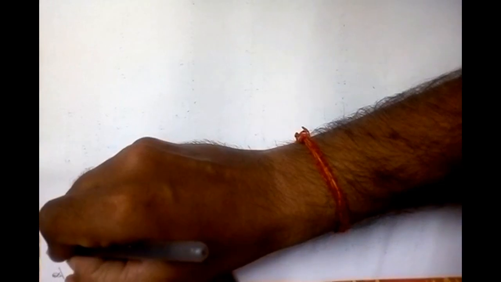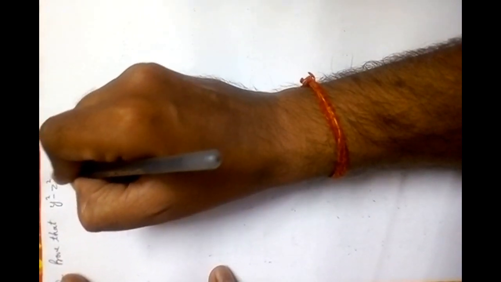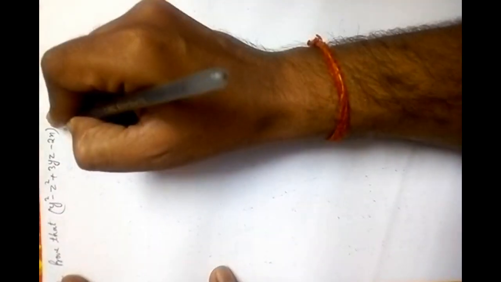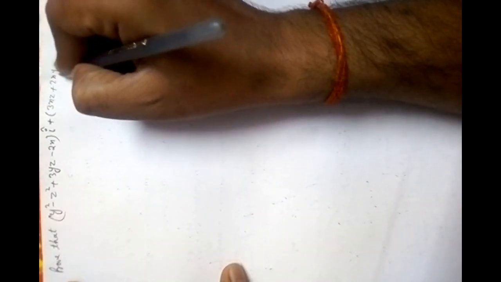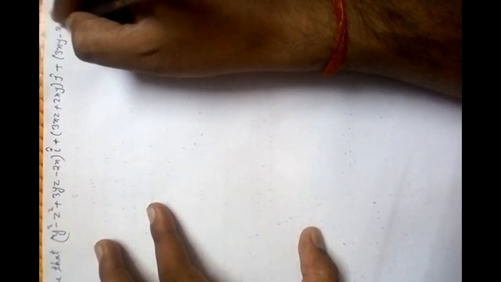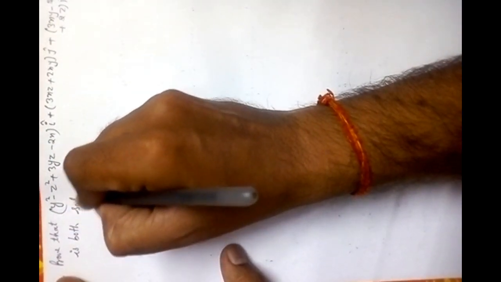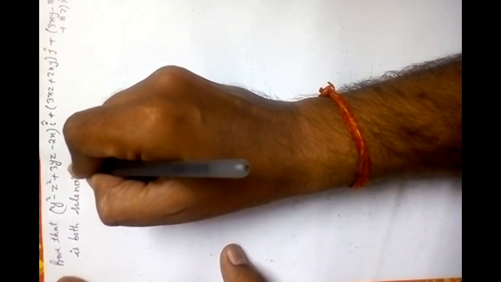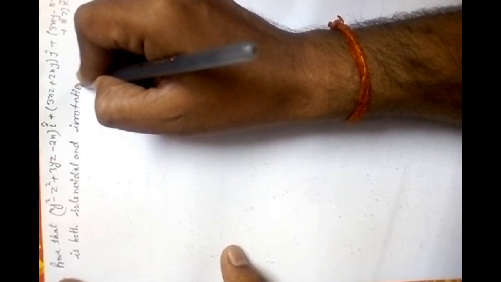Next question is, prove that y square minus z square plus 3yz minus 2x of i plus 3xz plus 2xy of j plus 3xy minus 2xz plus 2z of k is both solenoidal and irrotational.